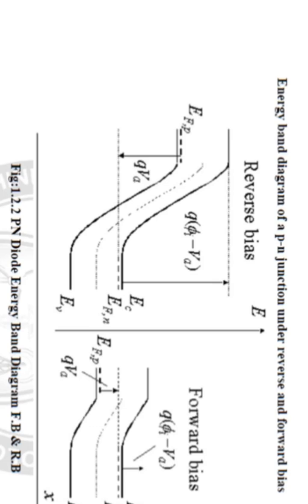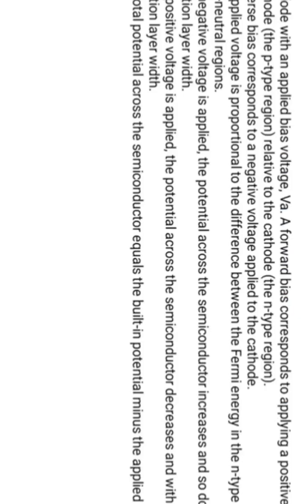When the voltage increases, for the minority carriers there will be some changes in the electric field. With an applied bias voltage, a forward bias corresponds to an applied positive voltage, related to the cathode. A reverse bias corresponds to a negative voltage. This voltage is proportional to the difference between the Fermi energy in the N-type as well as the P-type regions.